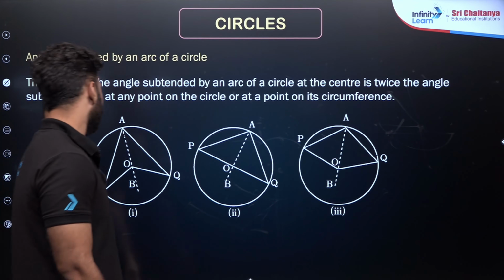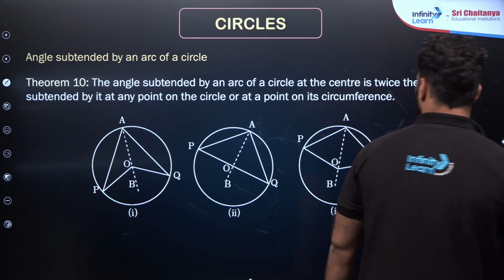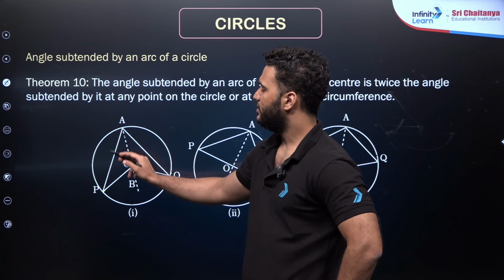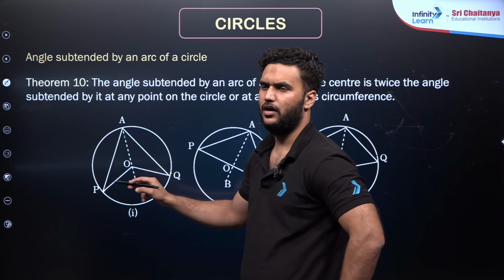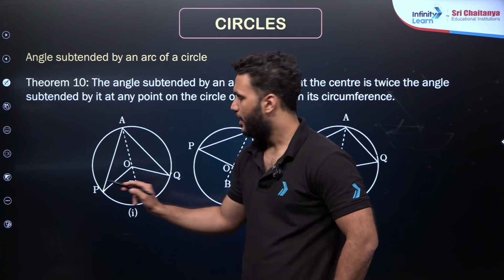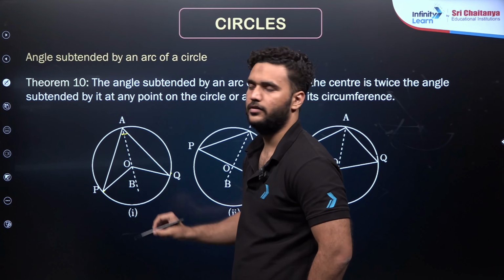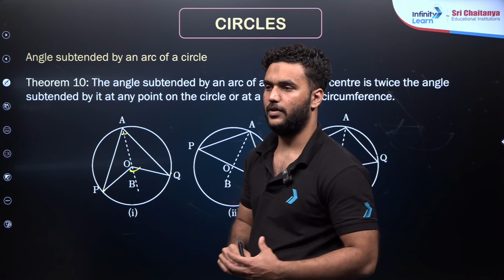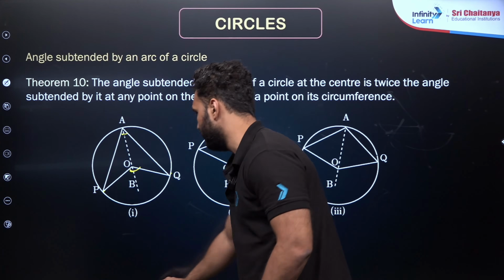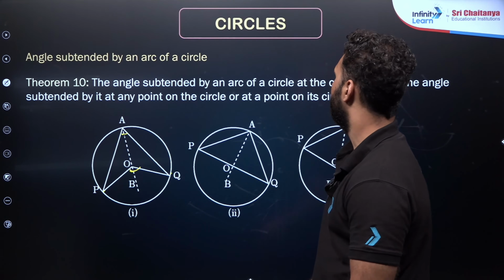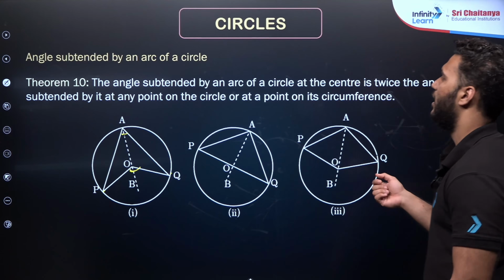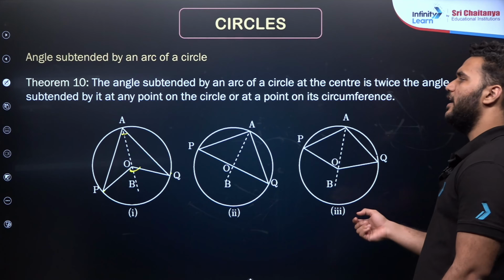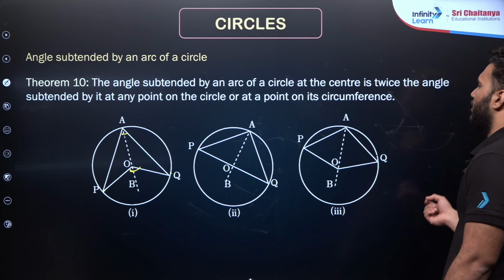Next we have angles subtended by the points. See, take 2 points on this circle and then choose any other point on the circle boundary. You can choose here, you can choose here, and connect them. You will get one angle here, and connect with the center, you will get one angle here. These 2 angles have a relation. What is the relation? The angle subtended by an arc of a circle at the center is twice the angle subtended by it at any point on the circle, or at a point on its circumference.